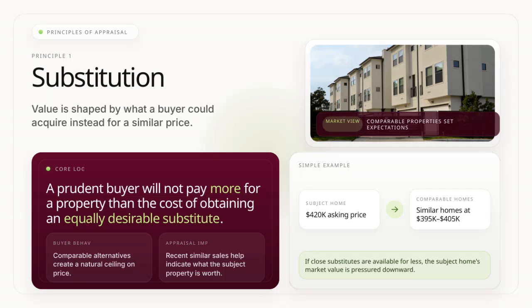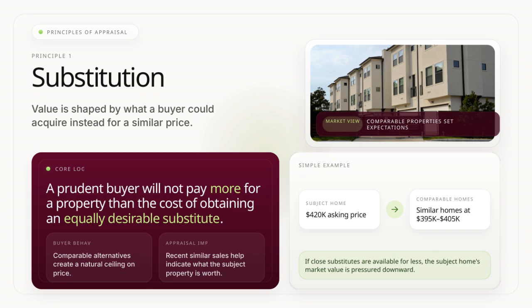Here, we're focusing on the principle of substitution, which is fundamental to property appraisal. Simply put, a buyer won't pay more for a property than what they would spend on a comparable alternative. This means that the value of a property is influenced by what similar homes in the market are selling for. If there are comparable homes available at a lower price, this sets an upper limit on what a buyer is willing to pay. It's a natural market behavior.